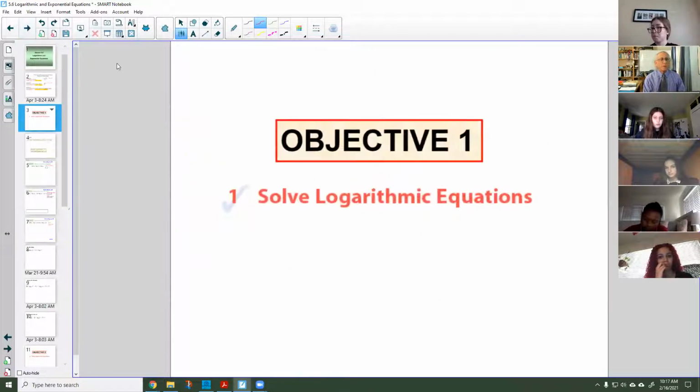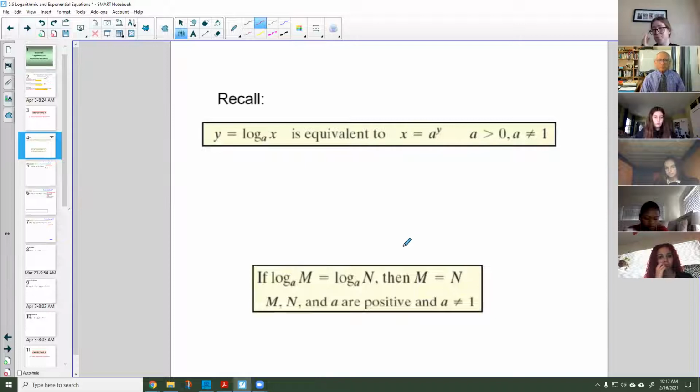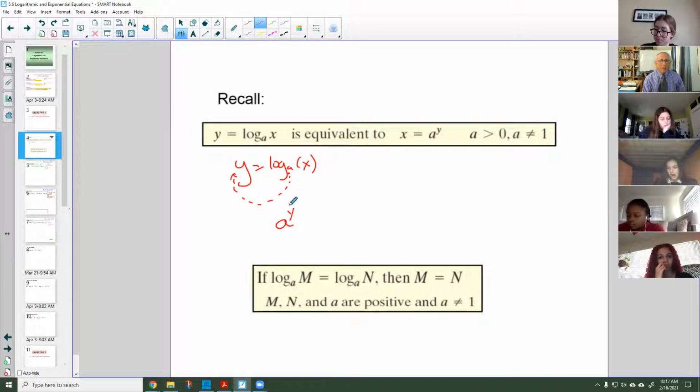A couple things to remember. If I have y equals log base a of x, I can change that into exponential form by taking the base and moving it over to the other side. So this becomes a to the y, because a logarithm is an exponent, and that equals x. So going from logarithmic form into exponential form is one way to liberate a variable from the argument of a logarithm.